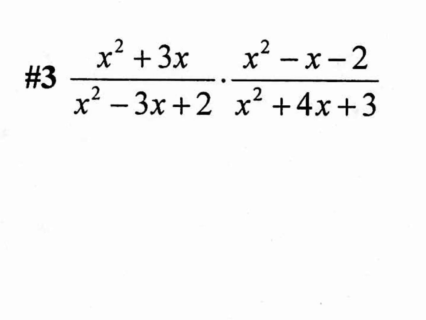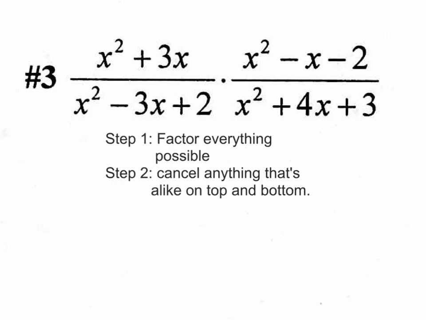So step one is to factor everything possible. Okay, so this is going to be your first step always. Go through every numerator, go through every denominator, and see if you can factor anything, right? Factor everything, right? Don't just factor one thing, factor everything possible.